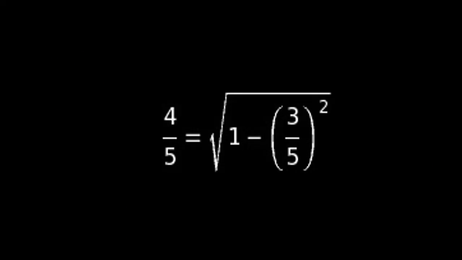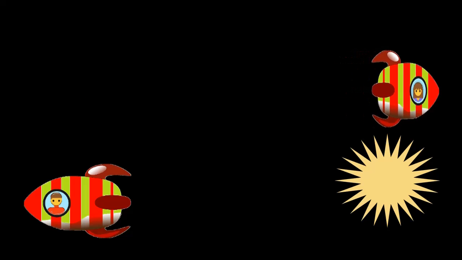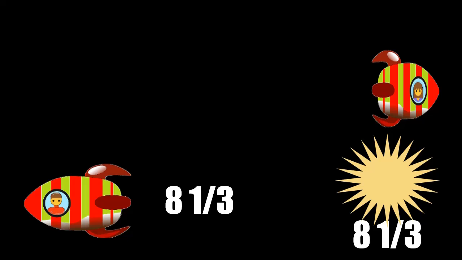How do we get the number 4/5? If you haven't done so, see the video in which we derive the gamma factor. Alice takes 8 1/3 years to travel 5 light years to reach Alpha Centauri. When she gets there, Bob's and Alpha Centauri's clocks have counted 8 1/3 years. However, Alice's clock is slow. Her clock reads 6 2/3 years.